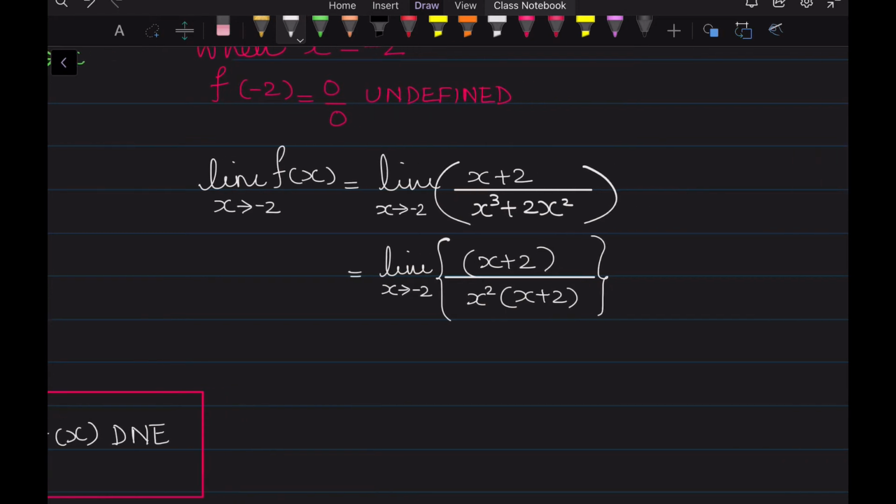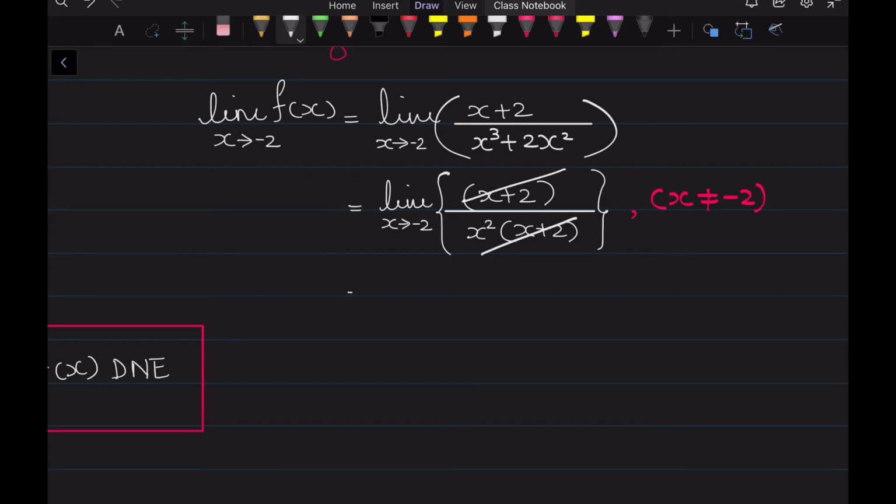Now we can get rid of this x plus 2 from the numerator and from the denominator because x is not equal to negative 2. Rather, it approaches negative 2. So we are left with the limit as x approaches negative 2 of 1 over x squared. Now it's easy to see that as x approaches negative 2, x squared approaches 4 and this quotient approaches 1 over 4. So this limit comes out to be 1 over 4.